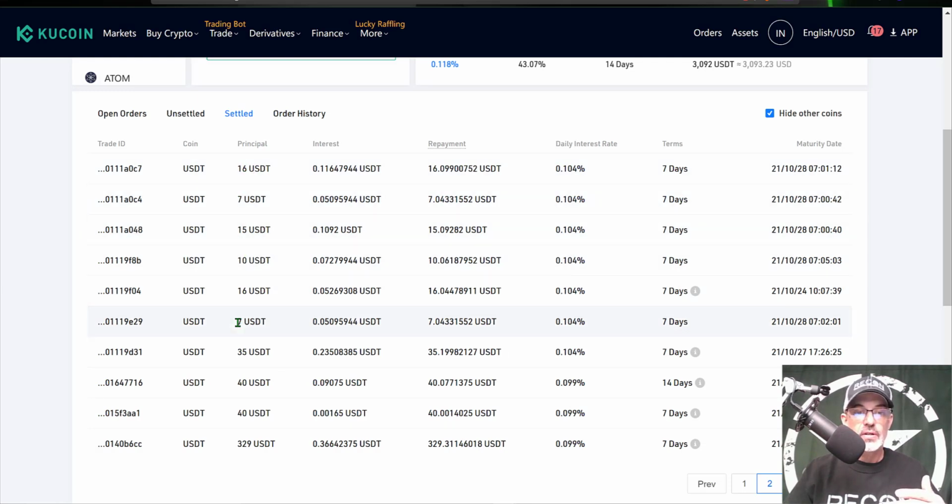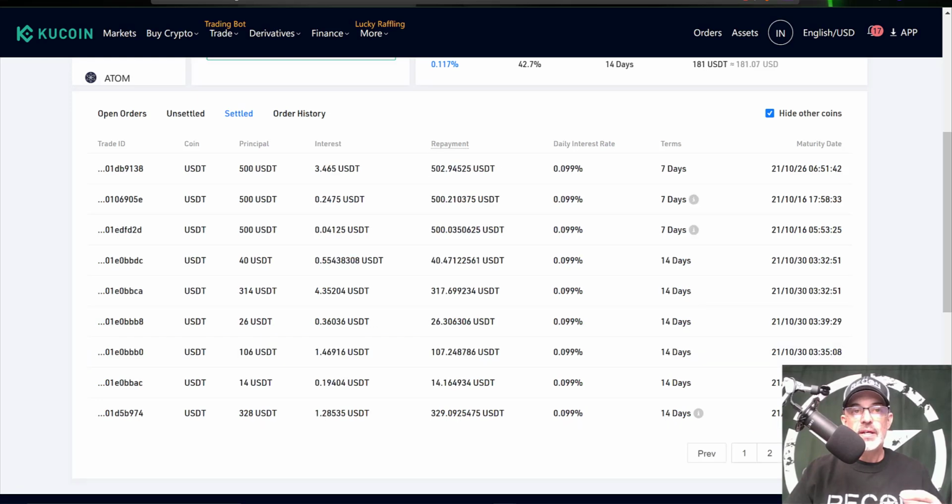15, 10, another 7, some 40s. There's a 329, and some let the loans run to term. I find the smaller loans seem to let them run to term, and then some of the bigger loans like this 329 USDT loan did pay off early. Nonetheless, however long they hold the loan for, I'm earning interest at the minimum 0.099% rate or the going rate at the time they open the loan.